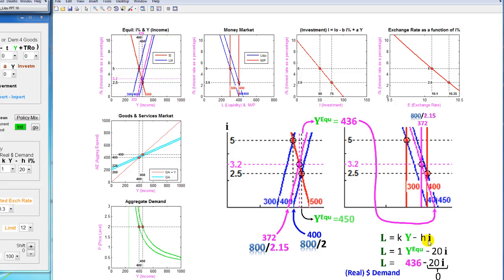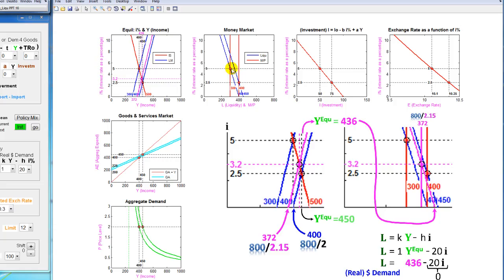This is the expression for real money demand, and then if we want to find the intercept, we have to make the interest rate equal 0. So if we do that, we get that the value for L is Y in equilibrium. And what is the value for Y in equilibrium? This value. So this value, 436, has to be the intercept of the new L. So we will have here a parallel shift toward the left.